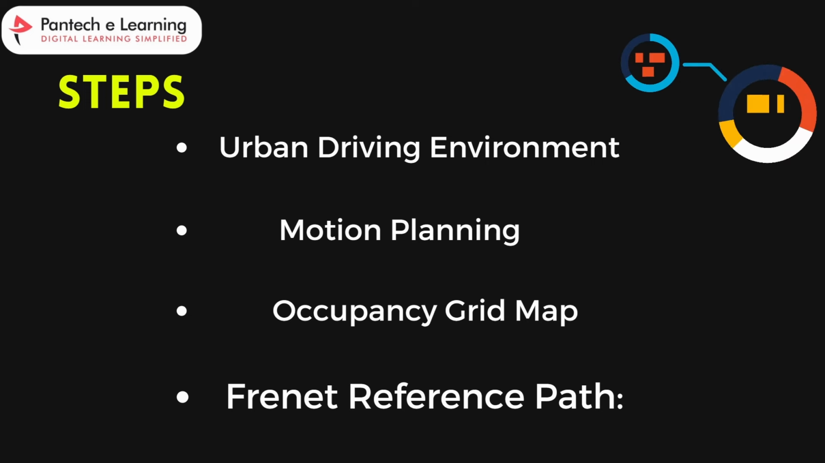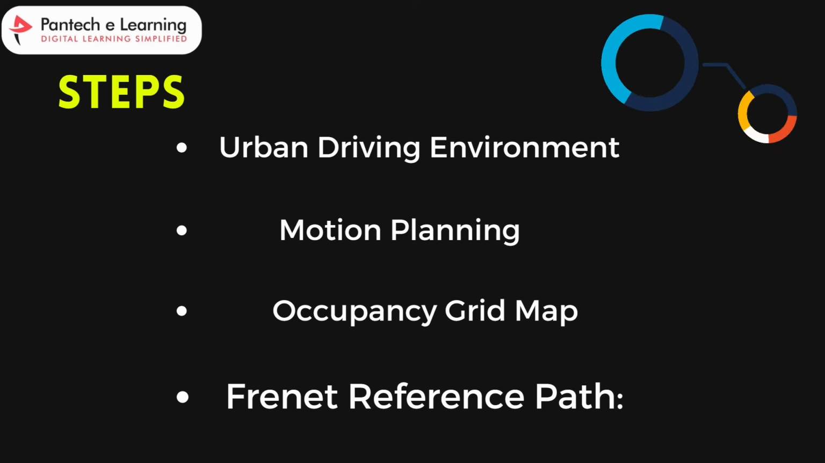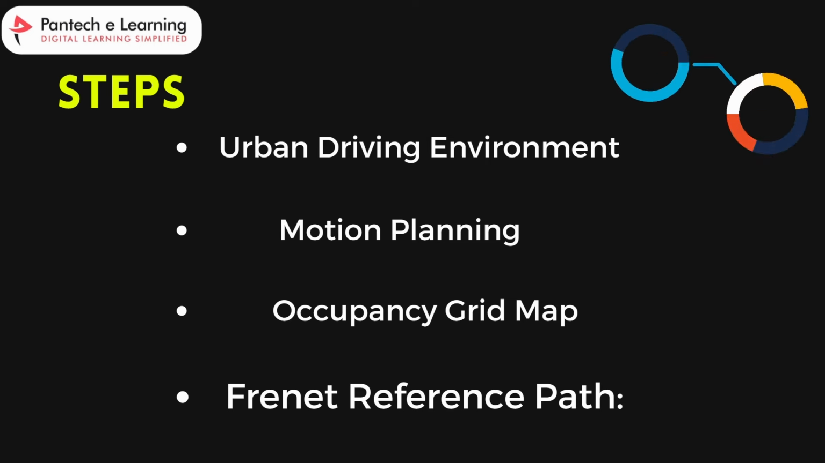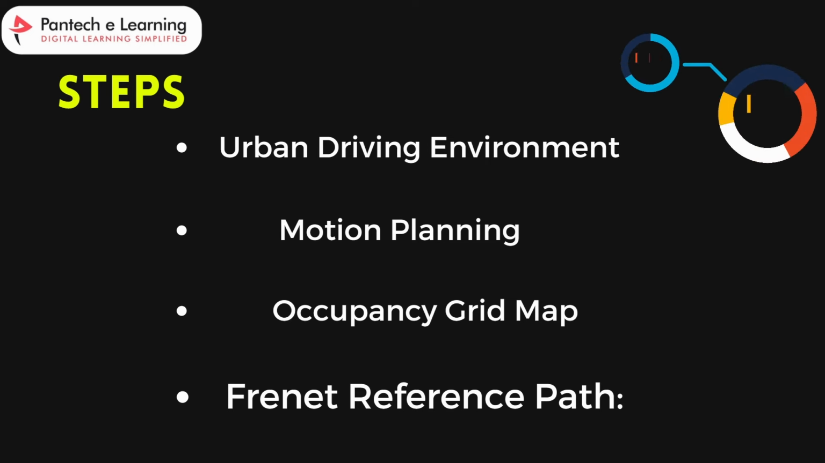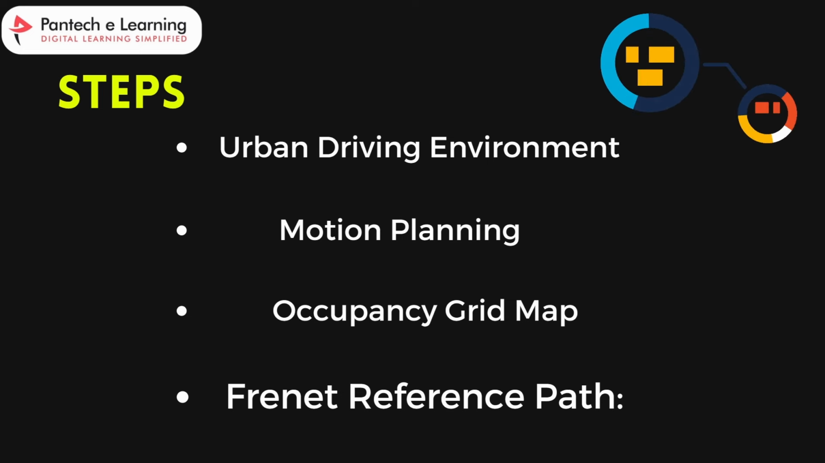This Frenet reference path consists of two components: one is longitudinal, the other is lateral. Longitudinal is the S coordinate, and lateral is the D coordinate. The longitudinal coordinate represents the distance along the path, while the lateral coordinate represents the lateral offset from the path. This reference path is particularly useful for planning the sequence of actions, that means trajectories, relative to the reference path.